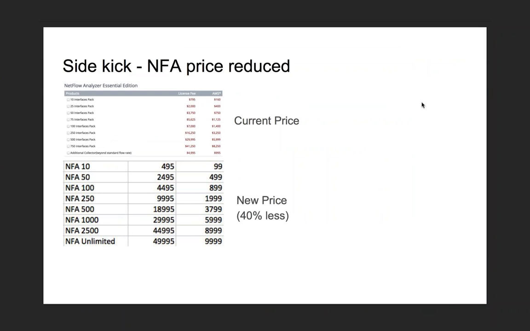We also heard from many of our partners. Most of the partners I talked to last year complained about NFA pricing being on the higher side compared with the competition. We listened to it and compared the pricing. From 12, the NFA price has been slashed by 40%. A 100 interface pack in NetFlow was $7,000 earlier, and the same will be available for $4,495. It's almost 40% less than the previous pricing.